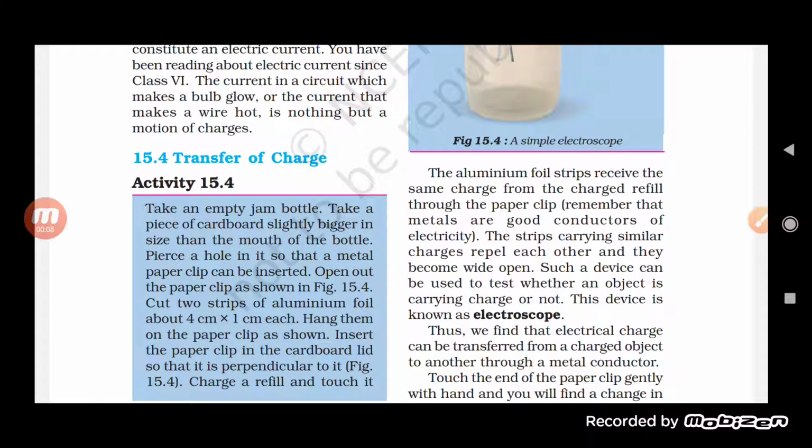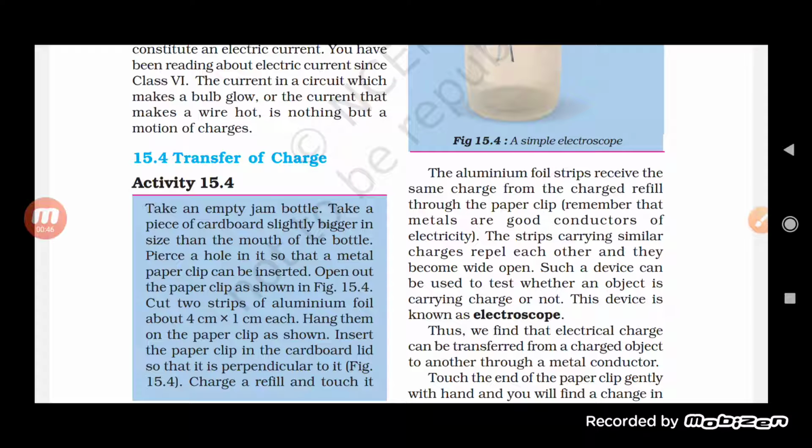So students, in the previous class we have already discussed how the transfer of electrons takes place, and we have also understood how we can make an electroscope, and with the help of the electroscope we can do the process of the transfer of electrons easily.